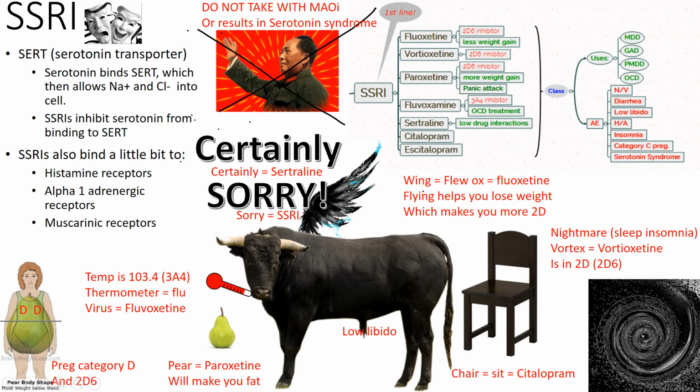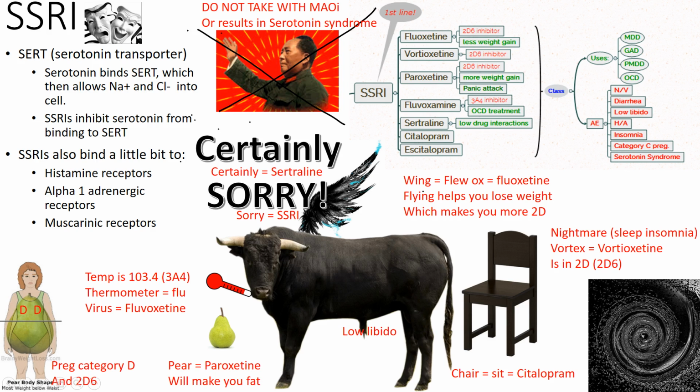SSRI kind of looks like "sorry." So you say, "I'm certain that this is the certainly sorry ox." Okay? This ox is certainly sorry. I'm going to tell a little story about it that's totally nonsense, but maybe it'll help you remember it. The reason you're certainly sorry is because this ox shows up in your nightmares.